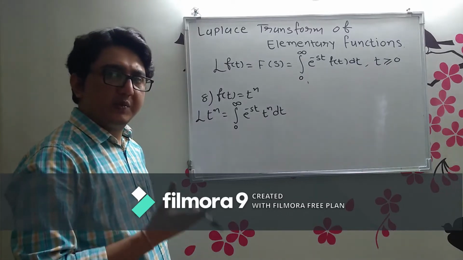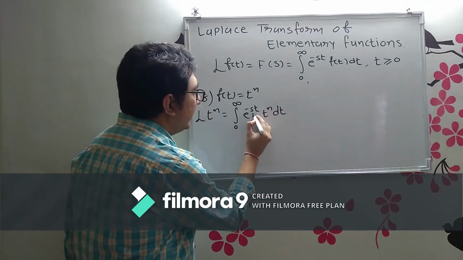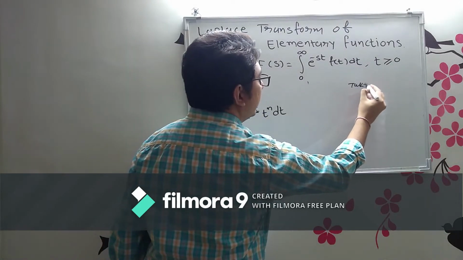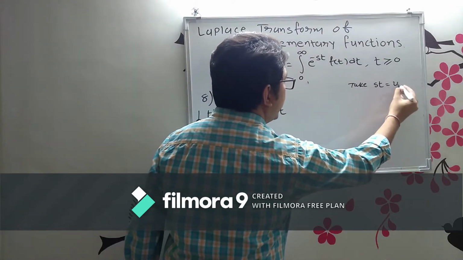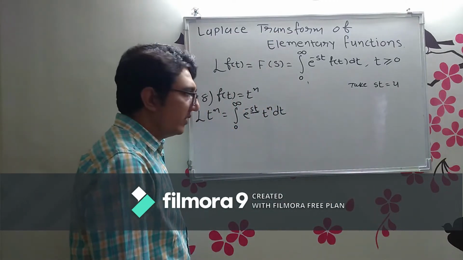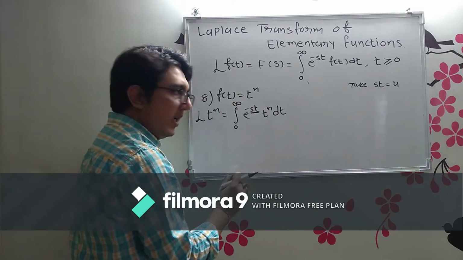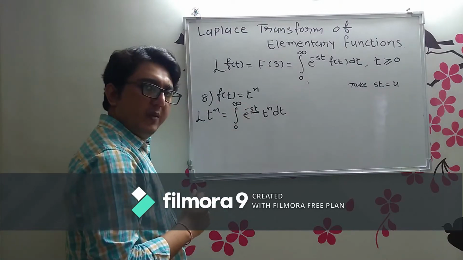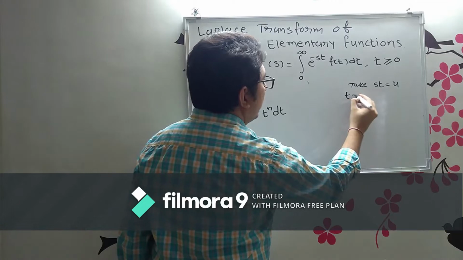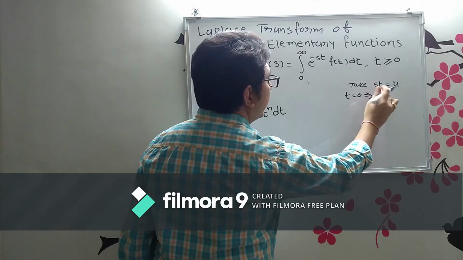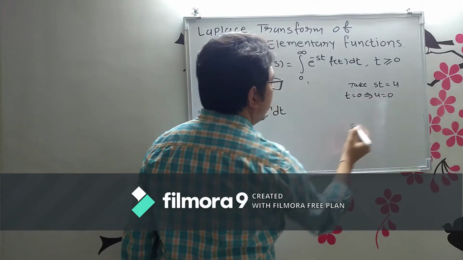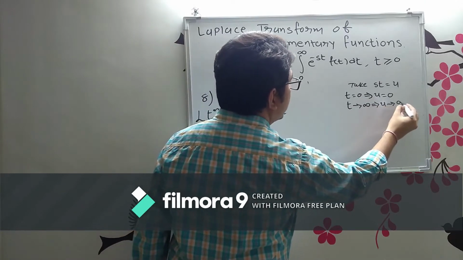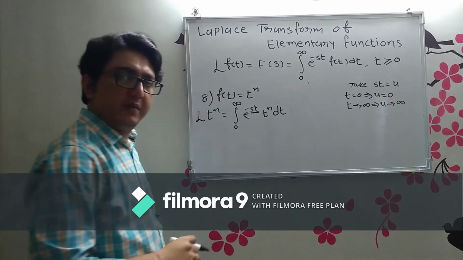For that, you have to assume something. What is the assumption? Take st is equal to u. I need dt also, and I have to change the limit also. Let us first think about the limit. If t is equal to 0, put it here, so u is also 0. And if t tends to infinity, u tends to infinity also. So there is no change in limit, you can observe.